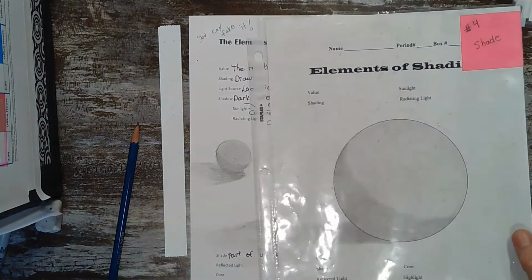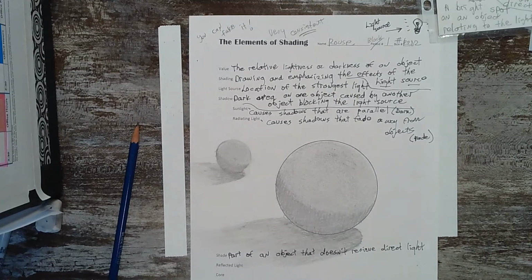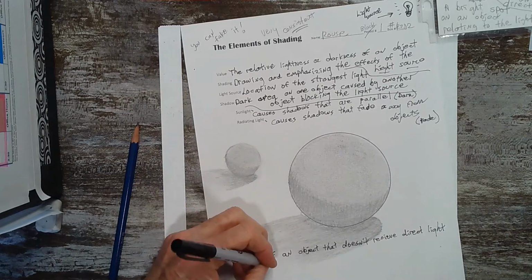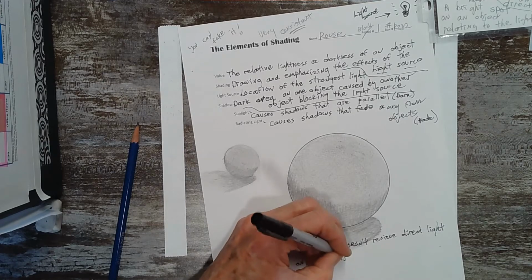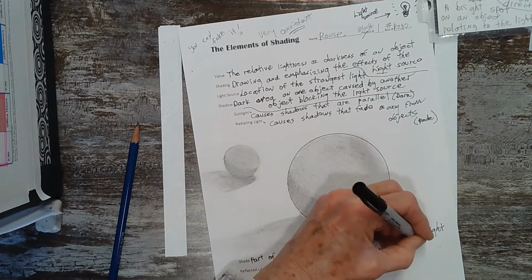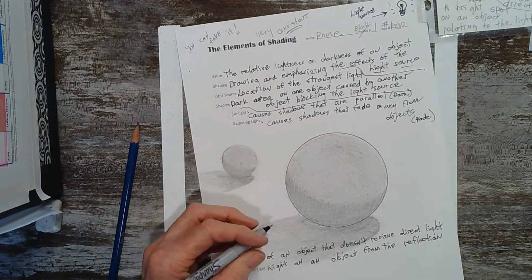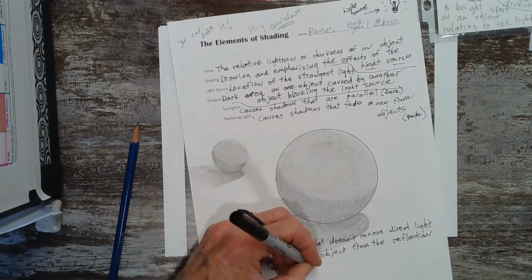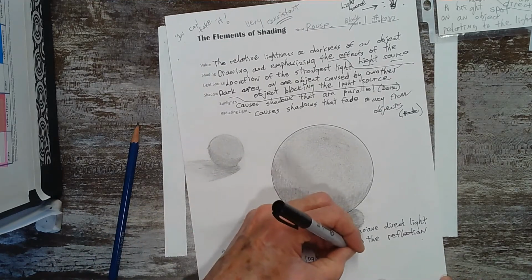So here's an example of one I took a little bit more time with. Okay, so the next thing that's going to happen is we have an area called reflected light. Reflected light is light on an object from the reflection of direct light on something nearby.